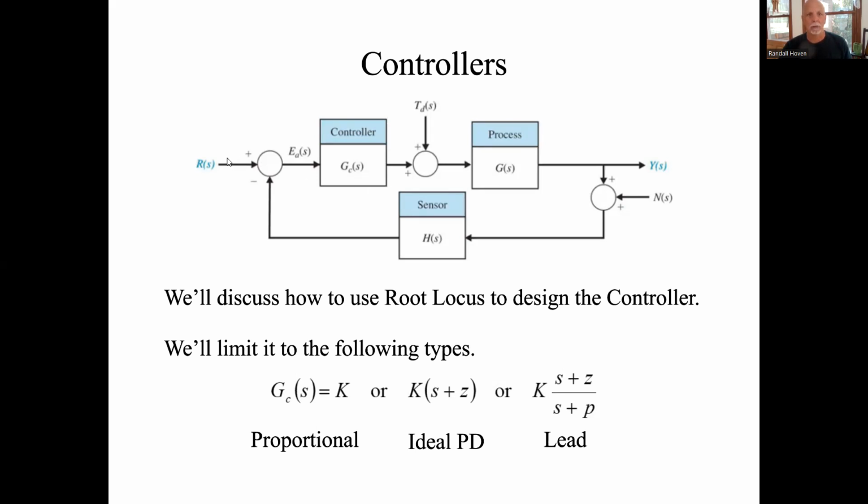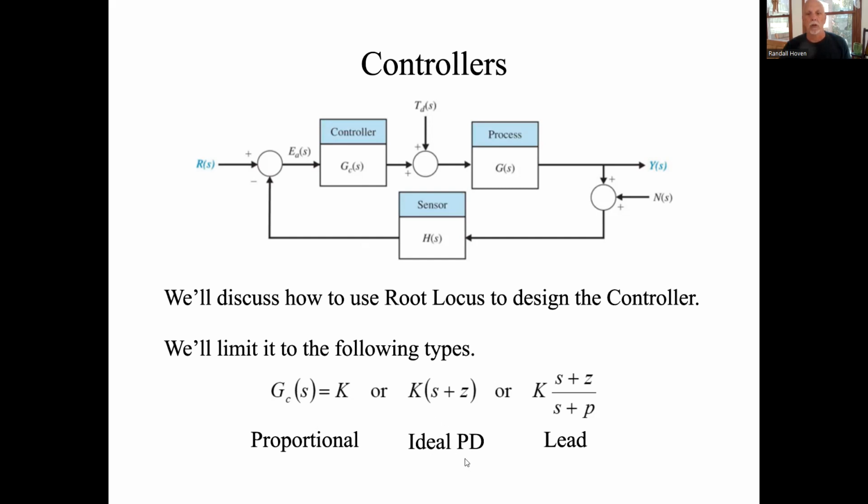We work off the difference between the R and the feedback, the sensed output, and put that into the process. And we're going to talk about how to use Root Locus to help us come up with a controller. In the interest of time and schedule, I'm only going to consider 3 different controller types. This first one is strictly proportional. All this controller is a gain, a constant K.